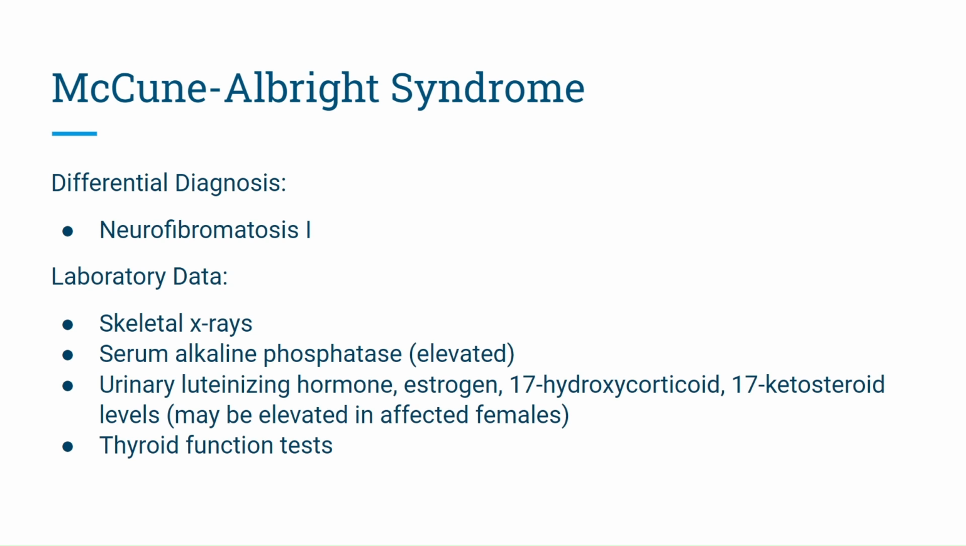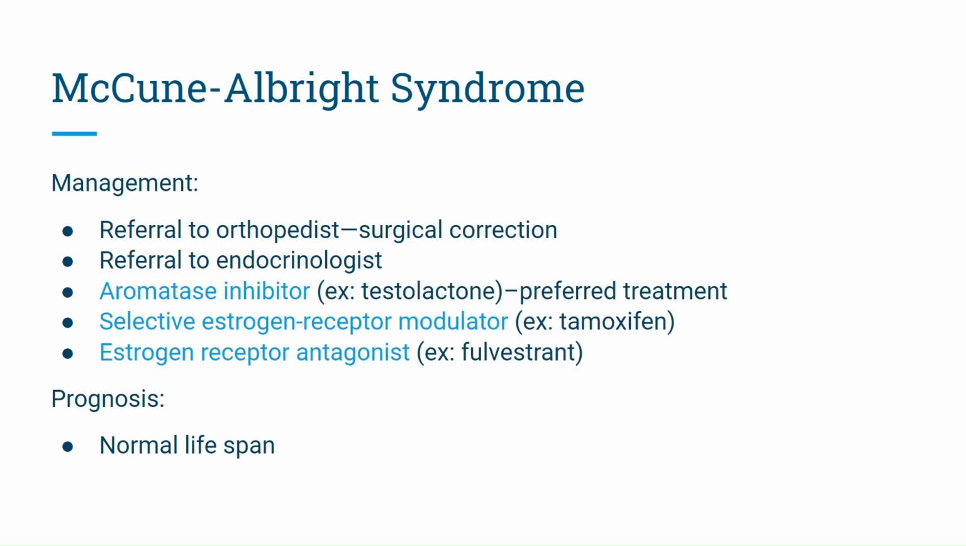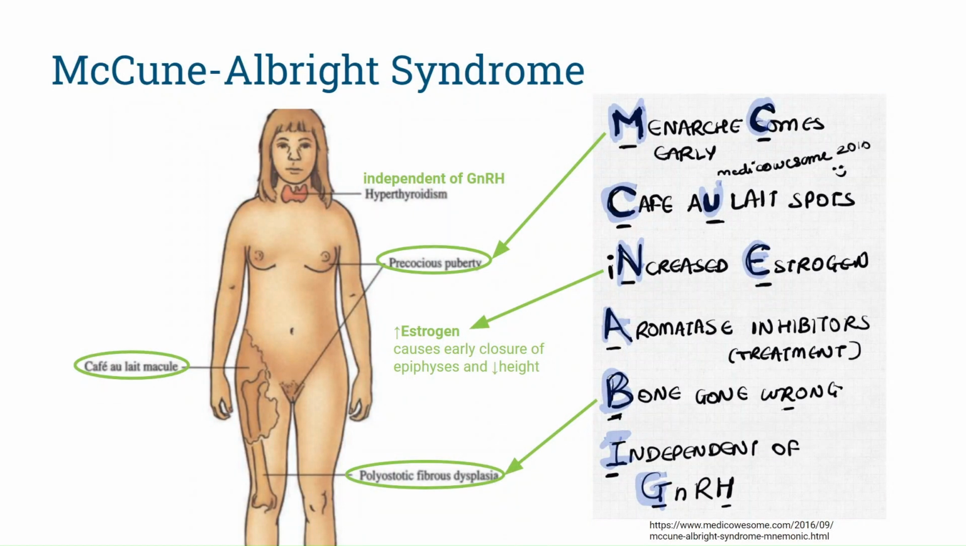Laboratory data for this should be focused on endocrinopathies as well, because you have to isolate the endocrinopathy when you have a suspicious diagnosis for this disease. An orthopedist can provide surgical correction for those bone deficits, and refer to endocrine. You might need to start a selective hormonal agent based on the hormonal outcomes. So here you're going to notice we have isolated hyperthyroidism, and that's independent of GnRH. You can have precocious puberty, increase in estrogen, café au lait macules, and polyostotic fibrous dysplasia.